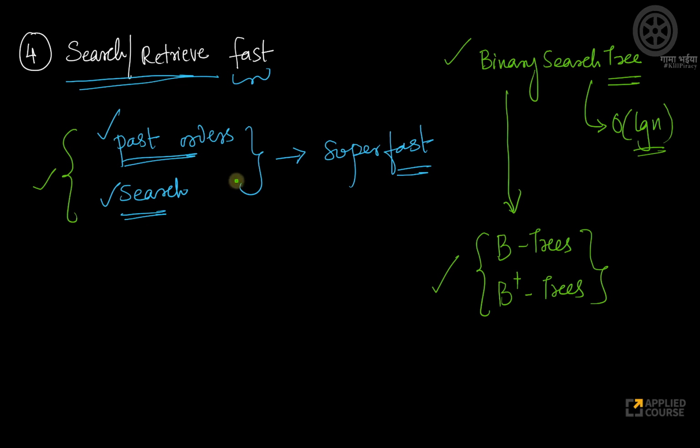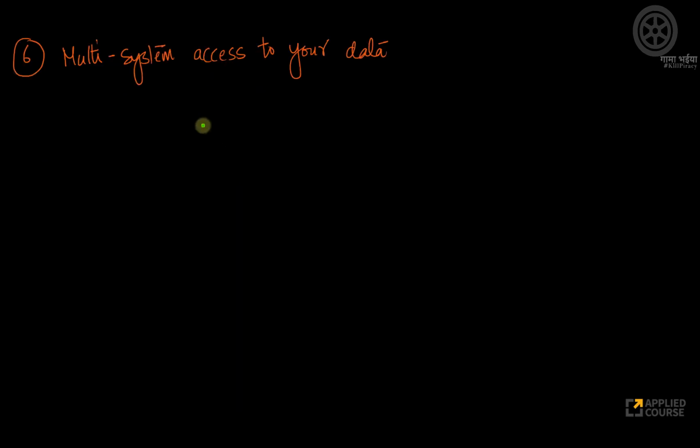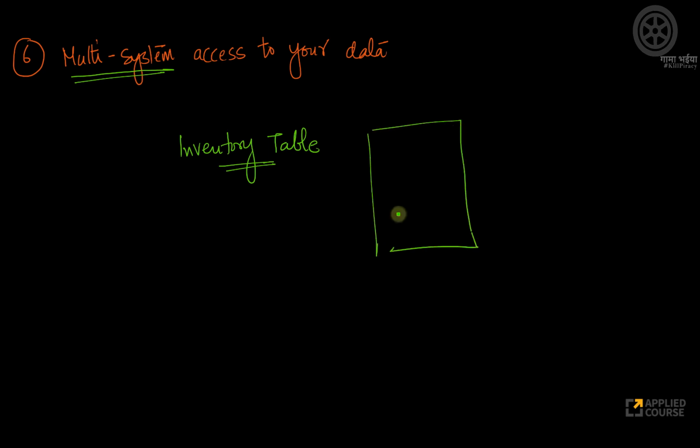Right? Now, another very important thing is something called multi-system access to your data. Let me give you an example. Suppose I have inventory data. Suppose I have an inventory table in which I'm storing some data about how many items I have for any given product. So for example, let's assume this is my table. This has some product ID and some number of items available.